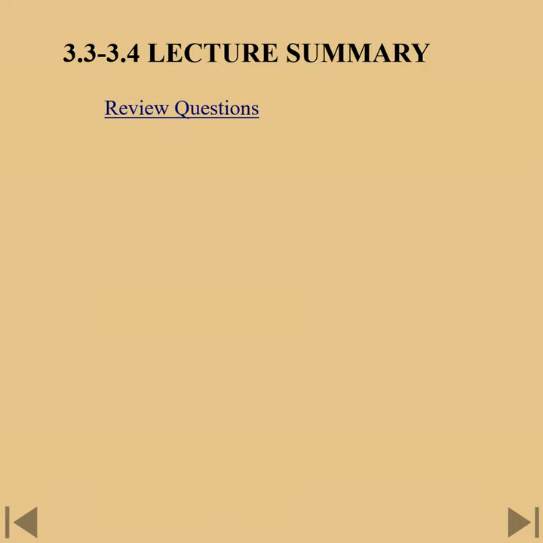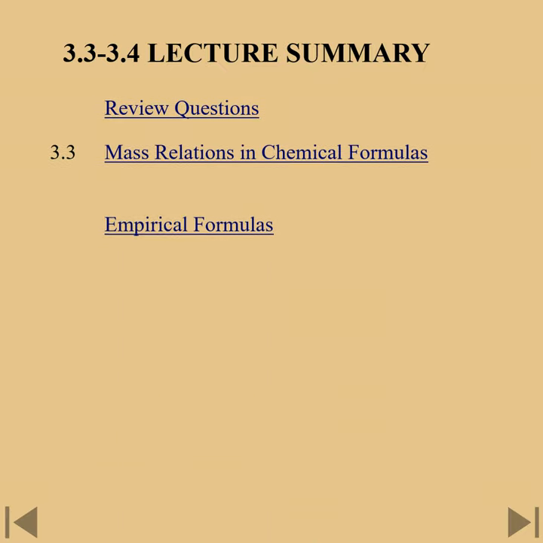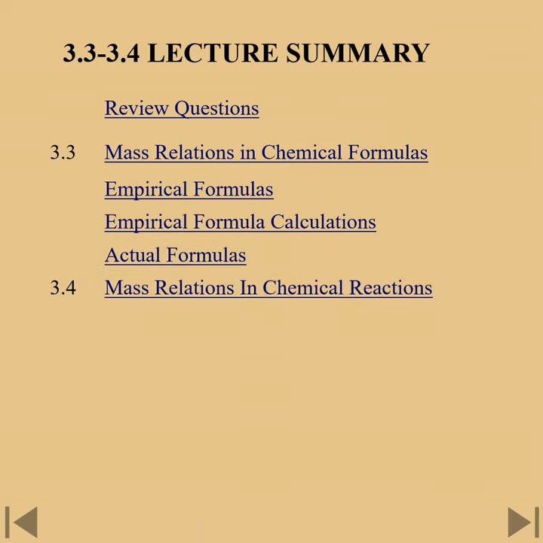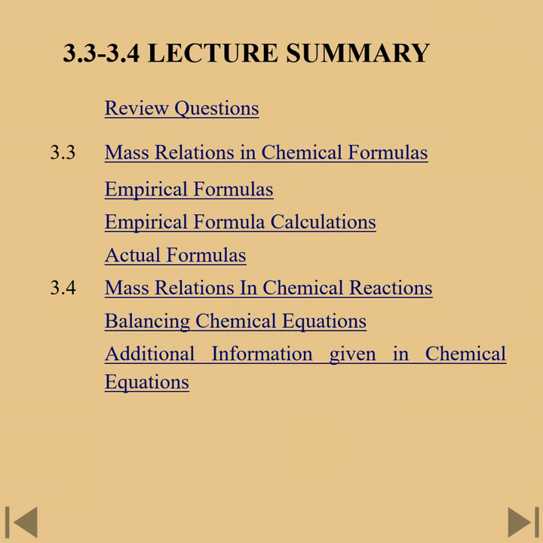Okay, that concludes this lecture where we covered 3.3 and a good chunk of 3.4, where we talked about the mass relations in chemical formulas. That introduced us to empirical formulas, their calculations, the relationship to actual formulas. Most of the time empirical formulas are actual formulas, but not always. And then we saw the relationship of elements in a chemical reaction. We talked about balancing chemical equations. We learned to balance them, did a few practice problems, and that's where we left off. And we'll talk more about mass relations in chemical reactions in our next lecture.